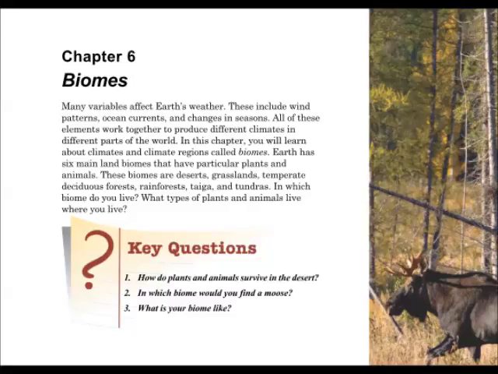Earth has 6 main land biomes that have particular plants and animals. These biomes are deserts, grasslands, temperate deciduous forests, rainforests, taiga, and tundras. In which biome do you live? What types of plants and animals live where you live?